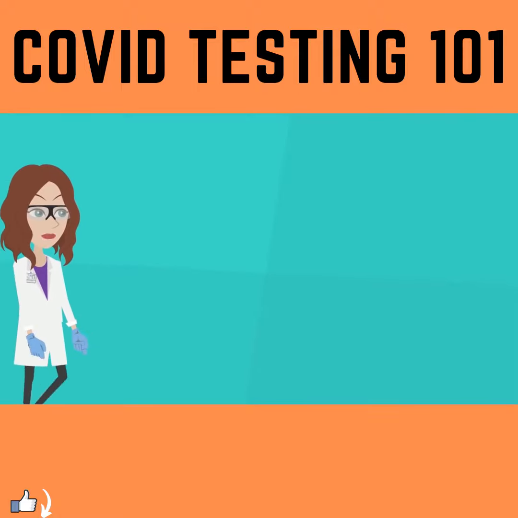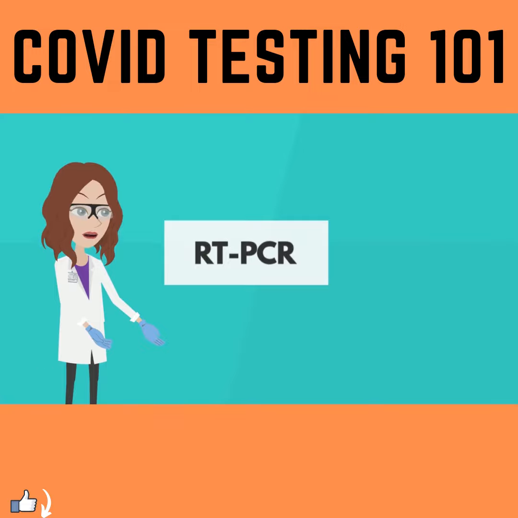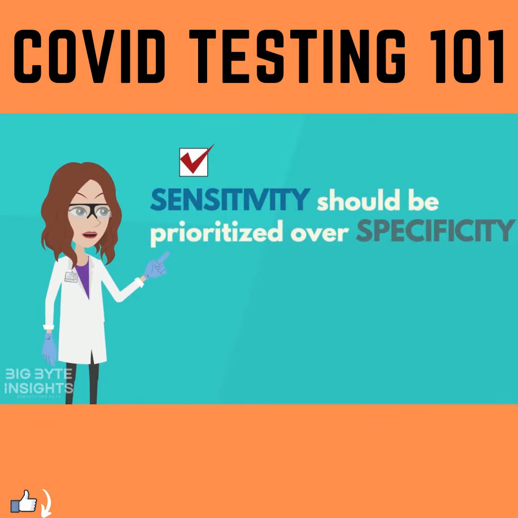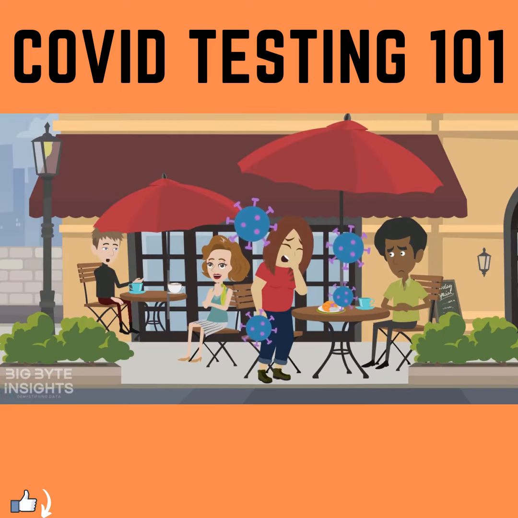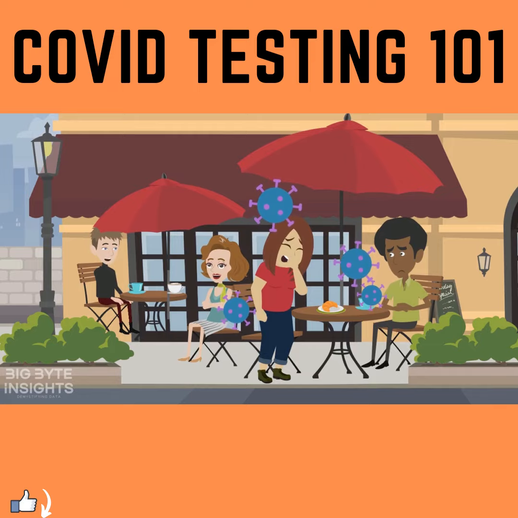In diagnostic tests such as RT-PCR, it makes sense that sensitivity should be prioritized over specificity, as the risks posed by a false negative outweigh those posed by a false positive. An individual who receives a false negative may go on to infect many others under the assumption that they are disease-free.